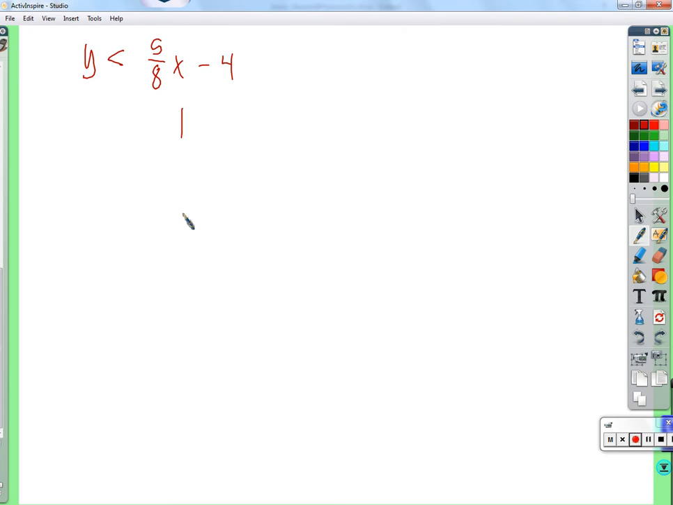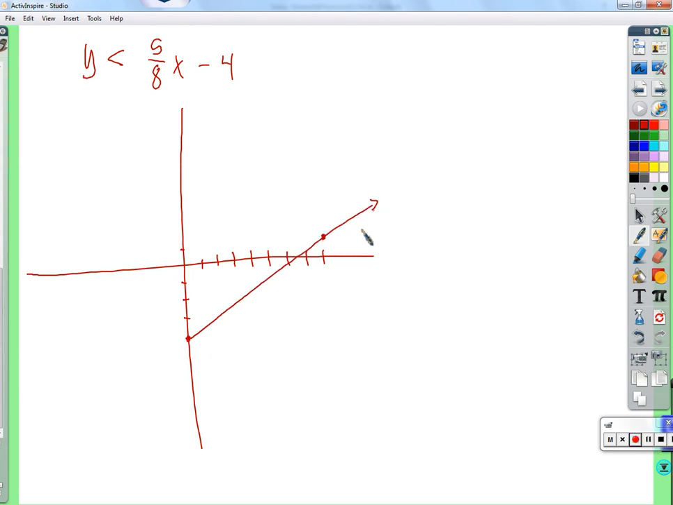Let's look at y. I'll just go ahead and graph the line, and we'll see why we shouldn't graph the line. Here we go. So negative 4 y-intercept, and up 5 over 1, 2, 3, 4, 5, 6. What does this line represent? Those points, when I put them into x and y, what will happen to both sides? It can't be equal. Both sides can't be equal to each other. So all the points on this line, do they work? No, none of them work.